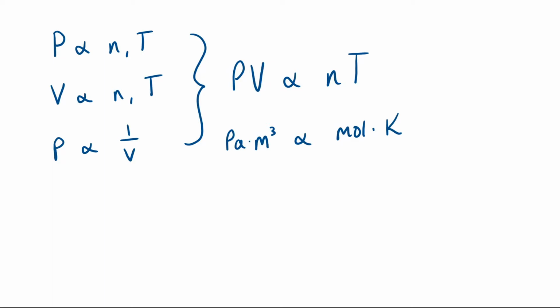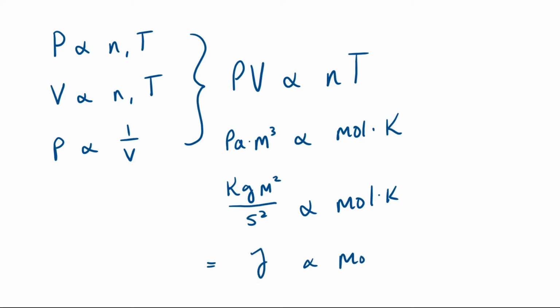Pascal is a derived unit, so let's put it back into our base SI units. The meter in the denominator cancels, and we get kilograms times meter squared divided by second squared, which still doesn't equal moles Kelvin. But 1 kilogram meter squared per second squared is equal to 1 joule. As we said, thermodynamics is all about tracking and quantifying energy, and here we have our unit for energy.